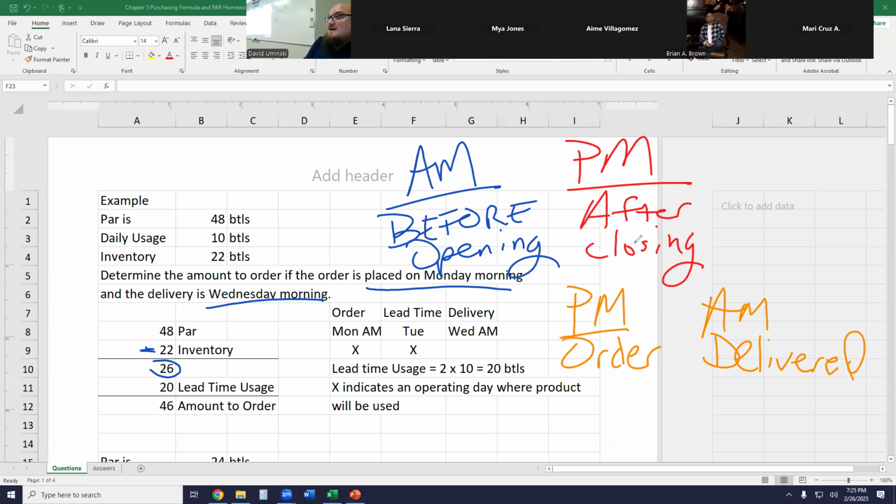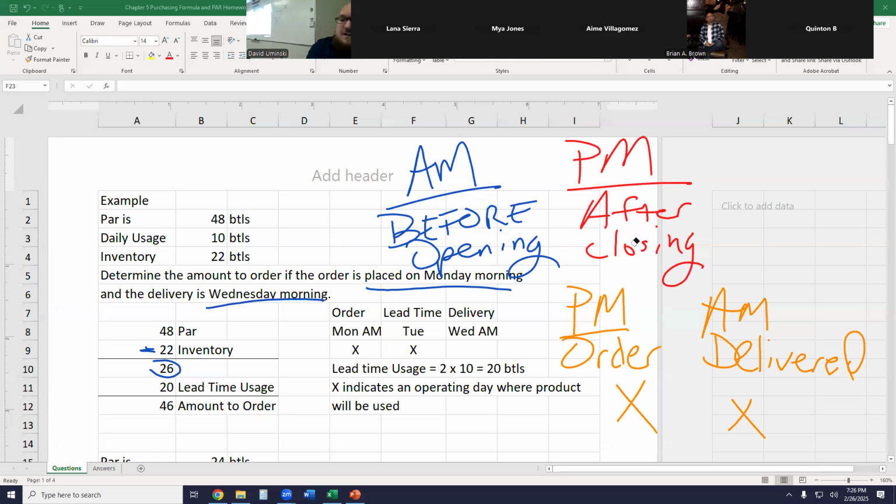Okay. So every night on Monday night, we close. They count how much meat is in the cooler, they figure out what our par is for Tuesday, and then they place the order. So is there any usage in between this time? No, because we're closed and it is delivered before we open to the public. Okay, so there's no usage in between that time. So our lead time usage is 0 in this case. Okay, does that make sense?